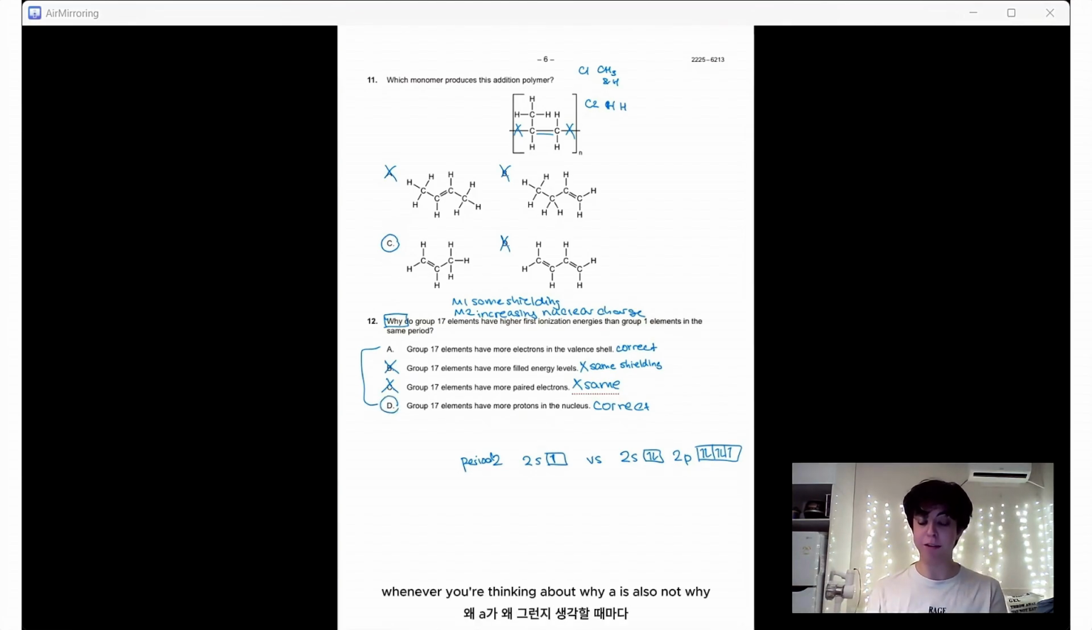And in addition, whenever you're thinking about why A is also not right, it's because the first ionization energy is ionizing one single electron. Okay, one single electron. And so even though you have more electrons in the valence shell, that doesn't matter. This isn't about the successive ionization energies. This is just about one electron. It doesn't matter if there's more in the shell. As long as there's one, that's the only thing that really matters right now. Okay, it's for that first ionization energy.